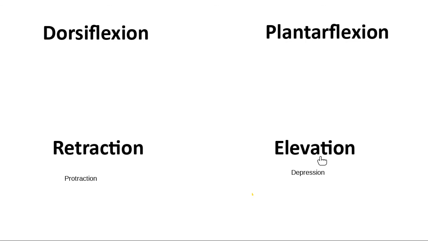We also use this word elevation with the scapula. Does anyone remember where the scapula is found in the body? Where's the scapula? Yeah, so the scapula is in your back. The scapula is the bone that makes up the shoulder blade. That's what you feel when you touch your shoulder blade in the back. So how you can move your shoulders up and down, that's elevation and depression of the scapula. That's what's actually moving.